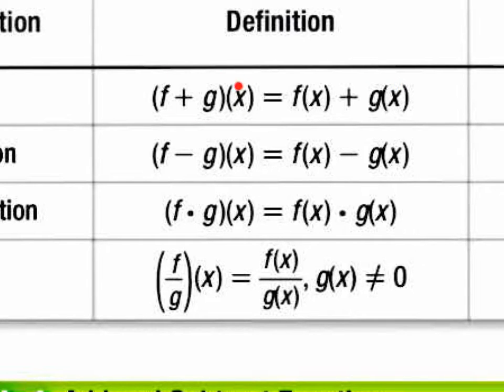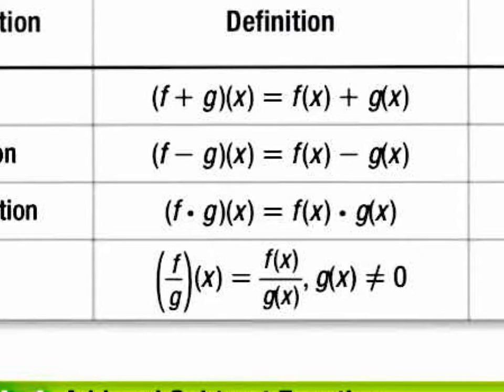However, this is the notation that the book uses, f plus g of x. This does not mean to add f plus g and then multiply by x. It simply means take your f of x function and add it with your g of x function. So this is just notation. This means this. You guys get it? This means this. f minus g of x is the same thing as f of x minus g of x.